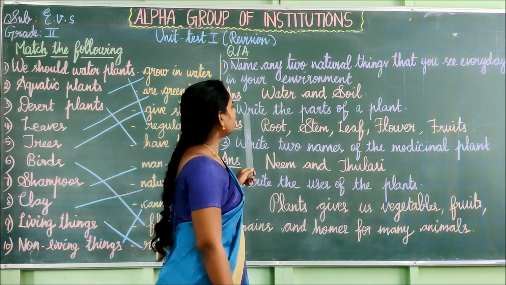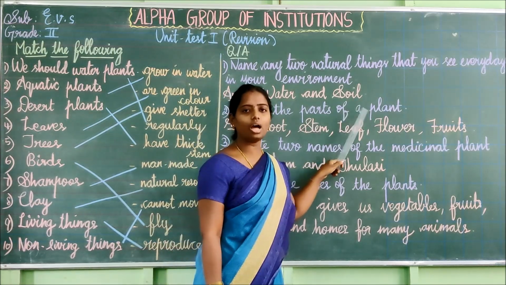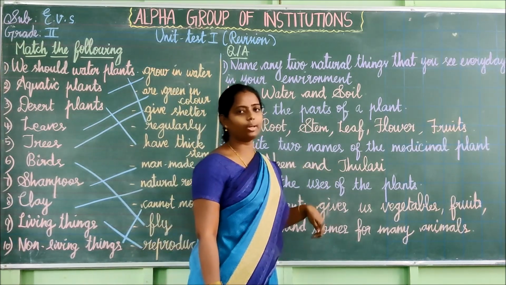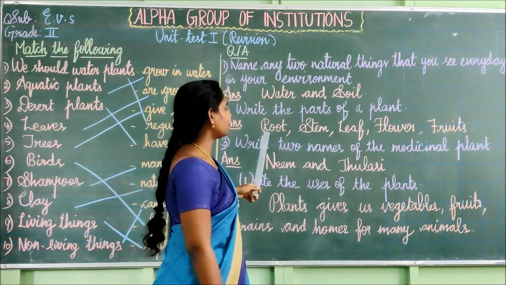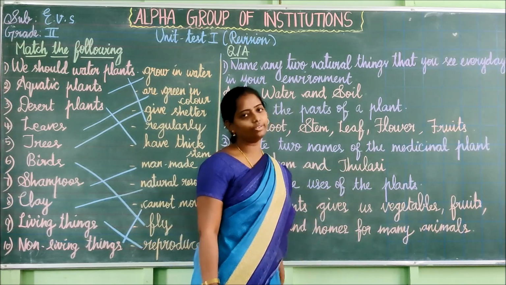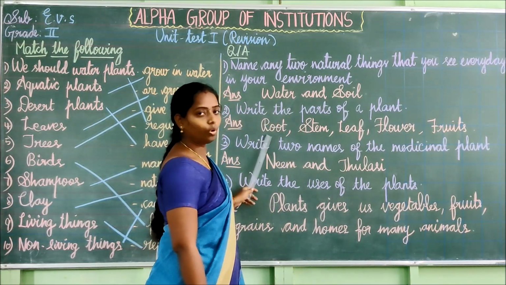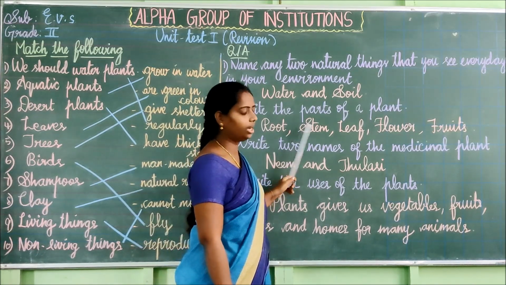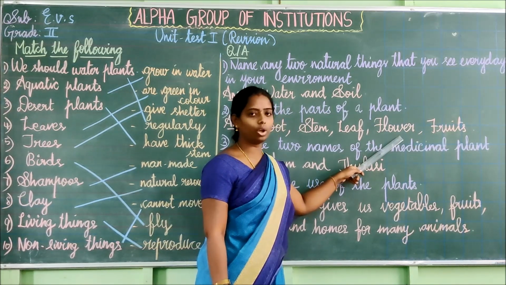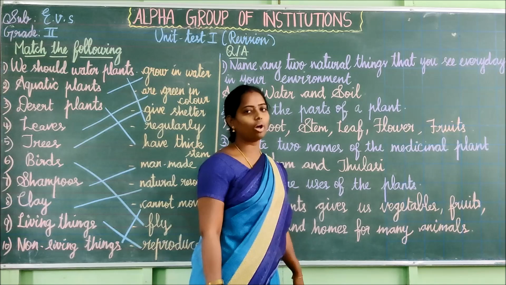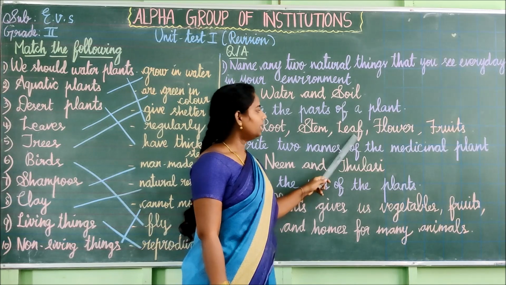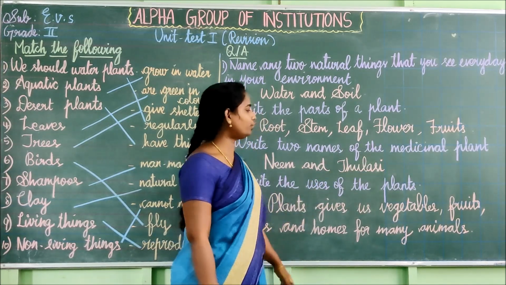Next, write the parts of your plant. The parts of a plant are: root, stem, leaf, flower, and fruits. Okay? Root, R-O-O-T, root. Stem, S-T-E-M, stem. Leaf, L-E-A-F, leaf. Flower, F-L-O-W-E-R, flower. Fruits, F-R-U-I-T-S, fruits. Okay, children. See, root, stem, leaf, flower, and fruits.